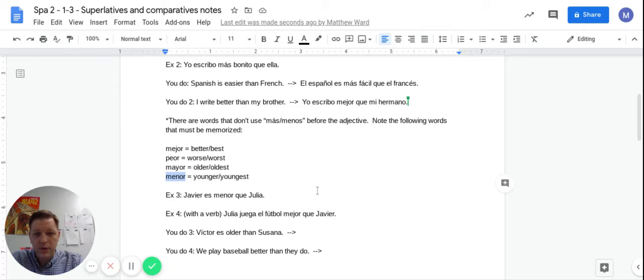Okay, example 3. So Javier is younger than Julia. Javier es menor que Julia. Note, like in English, we don't say he is more younger than Julia. That doesn't make sense. Just like in Spanish, they don't say that. Okay, so we can do this with the verb as well, kind of like with the formula we did above. Julia plays soccer better than Javier. Julia juega el fútbol mejor que Javier. That's a lot of J's.